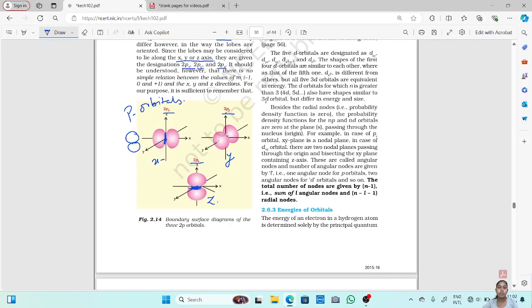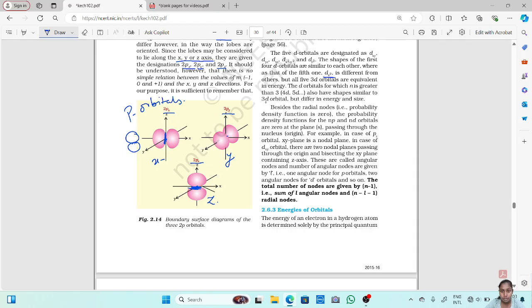The shapes of the first four d orbitals are similar to each other, whereas that of the fifth one is dz square. All four, that is dxy, dyz, dxz and dx square y square, have similar shapes. The only thing is that the first three, xy, yz and xz, are present in between the axes, and x square y square is present on the axes. The only difference is with dz square.